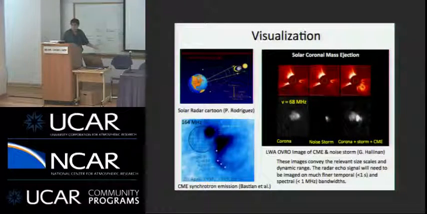Fortunately, a lot of this material has really been covered. This is Paul Rodriguez's cartoon. The simple-minded thing here is, with a two-dimensional imaging array, which is a little different than looking at it with a single dish, you get the transverse velocity, and you get the radial velocity from the Doppler. With Faraday rotation, you learn something about the magnetic field of the CME, if you're lucky enough to get the CME as part of the echo. So that's kind of the holy grail.